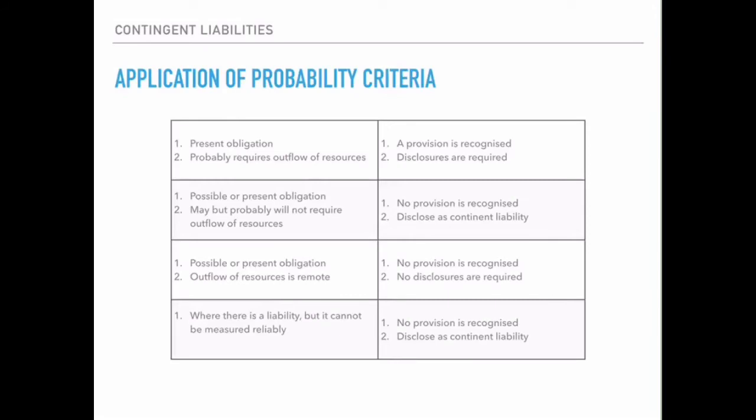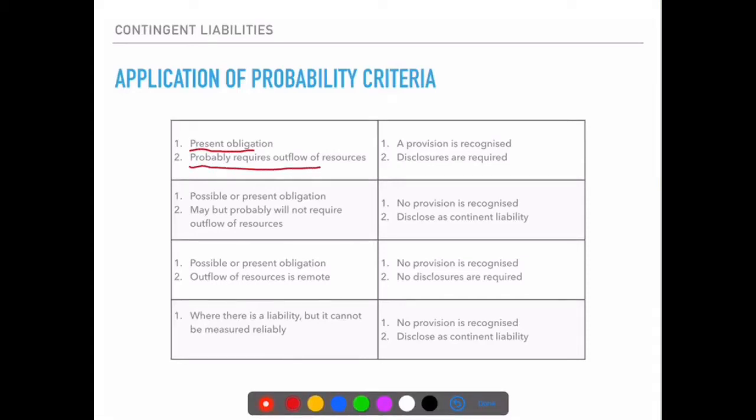Now we'll look at the application of probability criteria. This table shows you how to apply each case. So for example, if there is a present obligation and it probably requires an outflow of resources, a provision is recognized and disclosures are required. Now we'll move from present to a possible obligation. If there's a possible obligation, it may, but probably will not, require an outflow of resources. No provision is recognized, and it is disclosed as a contingent liability.